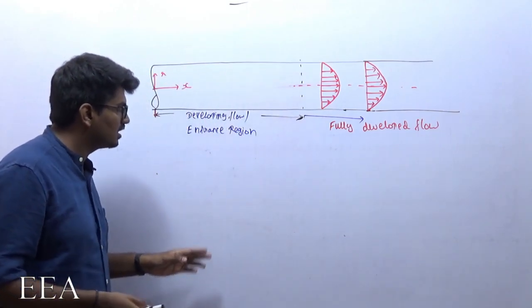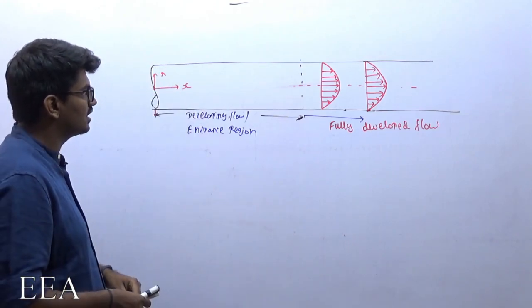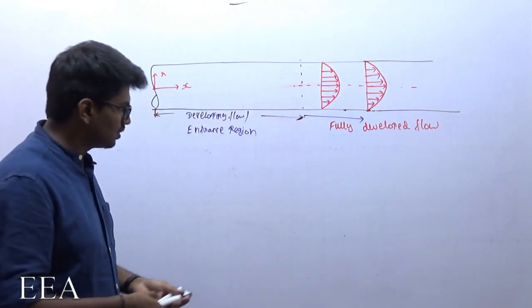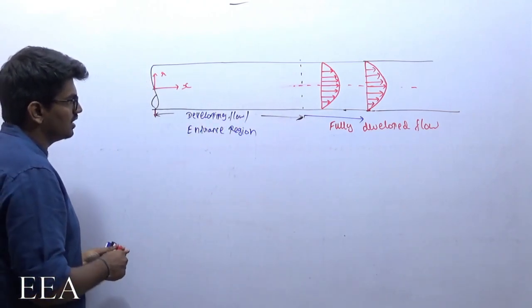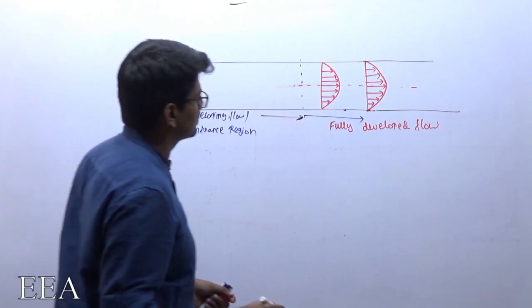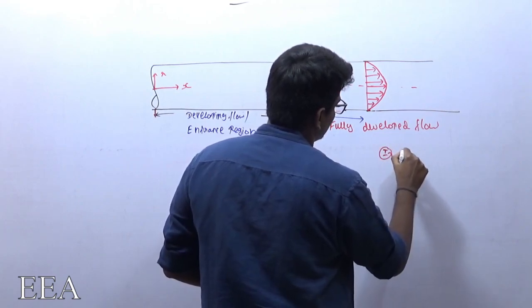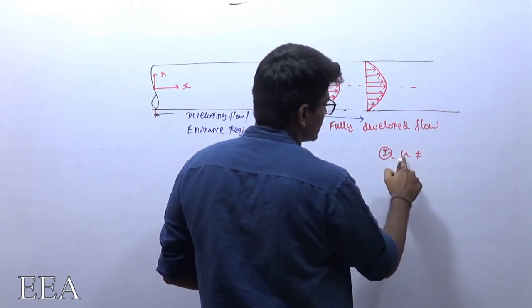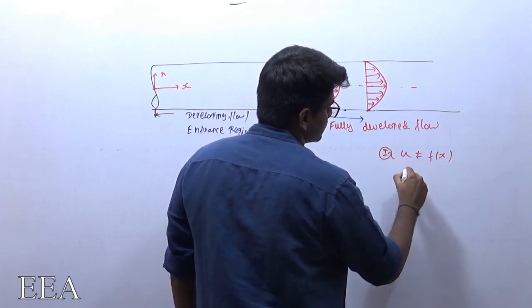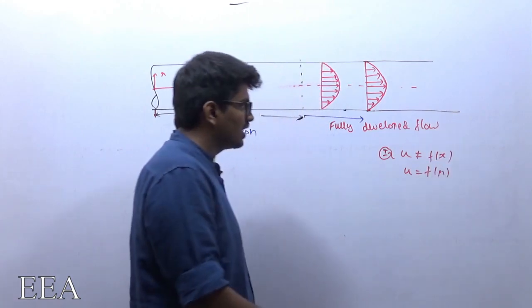We know that in a developing flow or entrance region there will be development of the velocity profile, and at one particular point the velocity profile will be fully developed. So what are the conditions for fully developed flow? The first condition for fully developed flow is that u, the velocity profile, is not a function of x. The velocity profile depends only on r. What does that actually mean?